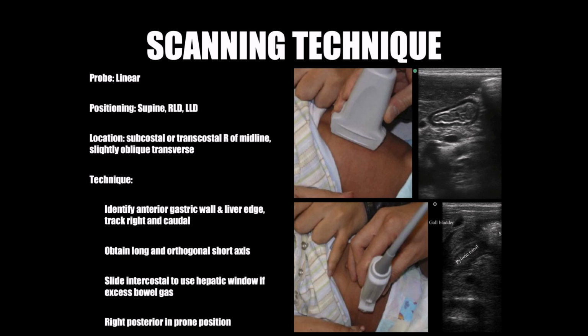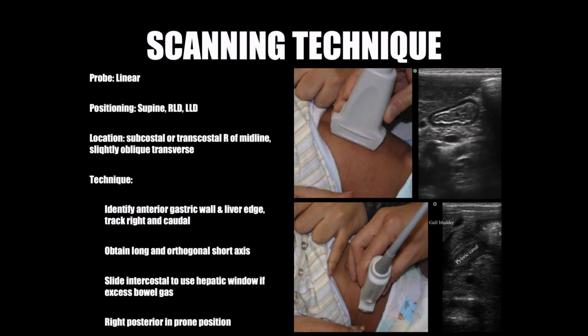The goal for this study is to identify the anterior gastric wall and the liver edge, and then track right and caudally as you track the stomach down through the antrum and ultimately ending in the pylorus. You want to obtain a long and orthogonal short axis view of the pylorus and make measurements as we'll show. There's 2 primary windows you can make use of for this.